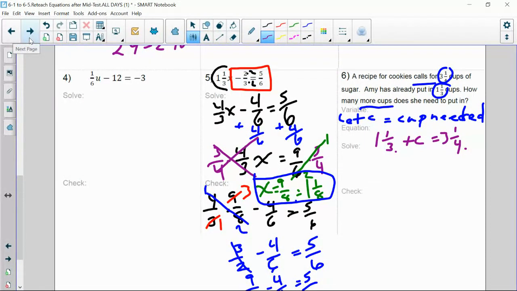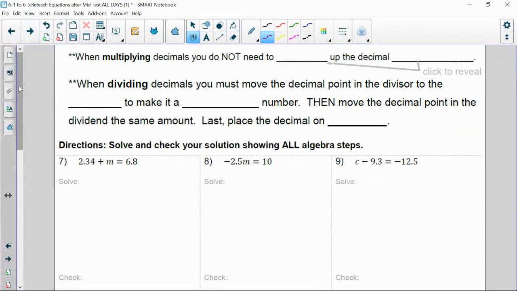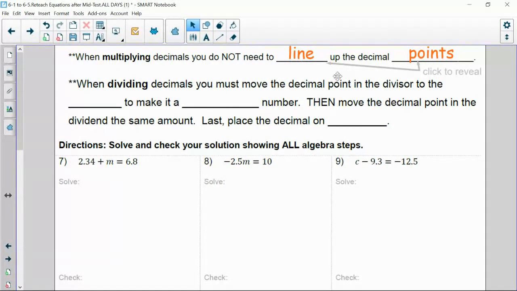All right, so let's go over to the next page. Okay, when multiplying decimals, you do not need to line up the decimal points. That just gives you extra zeros, and we don't need them. When dividing decimals, you must move the decimal point in the divisor to the right to make it a whole number. Remember, your dividing decimal is the one outside the box. Then move the decimal point in the dividend, the one inside your division box. And the last place on the decimal is where it goes on top.